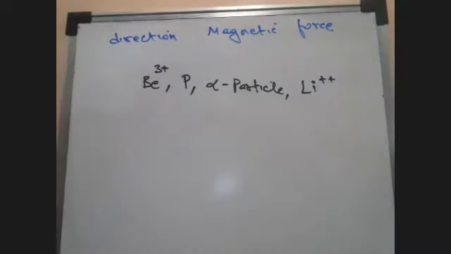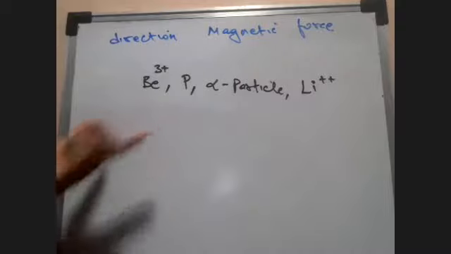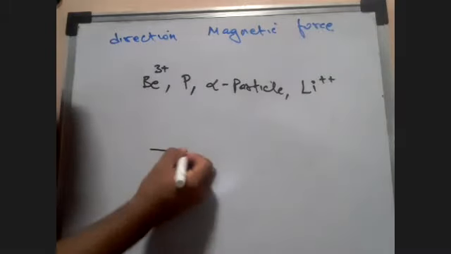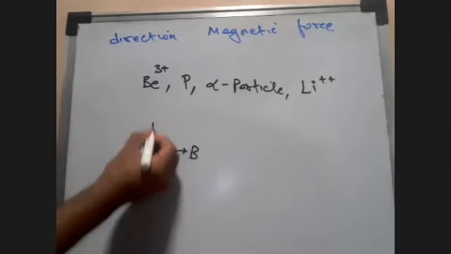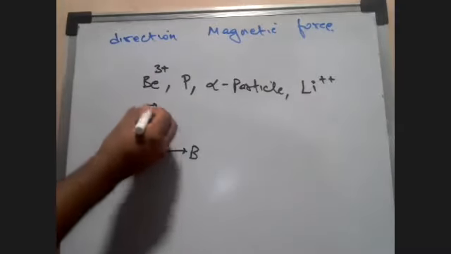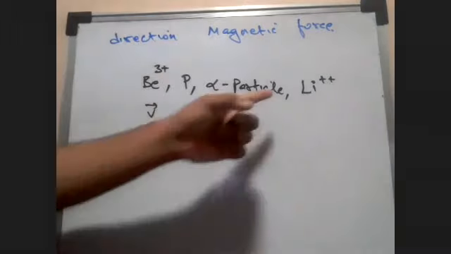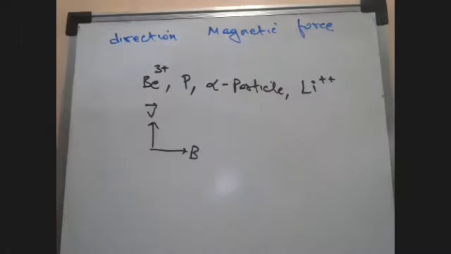What I'm asking is, which of the following particles will experience minimum magnetic force when projected with the same velocity perpendicular to the magnetic field? You can take the magnetic field in any direction. You want to take it like this, take. You want to take it inside, take. Remember that these particles have been given the same velocity perpendicular to the magnetic field. In that case, which one will have the minimum magnetic force on it? Can all of you answer me this question?